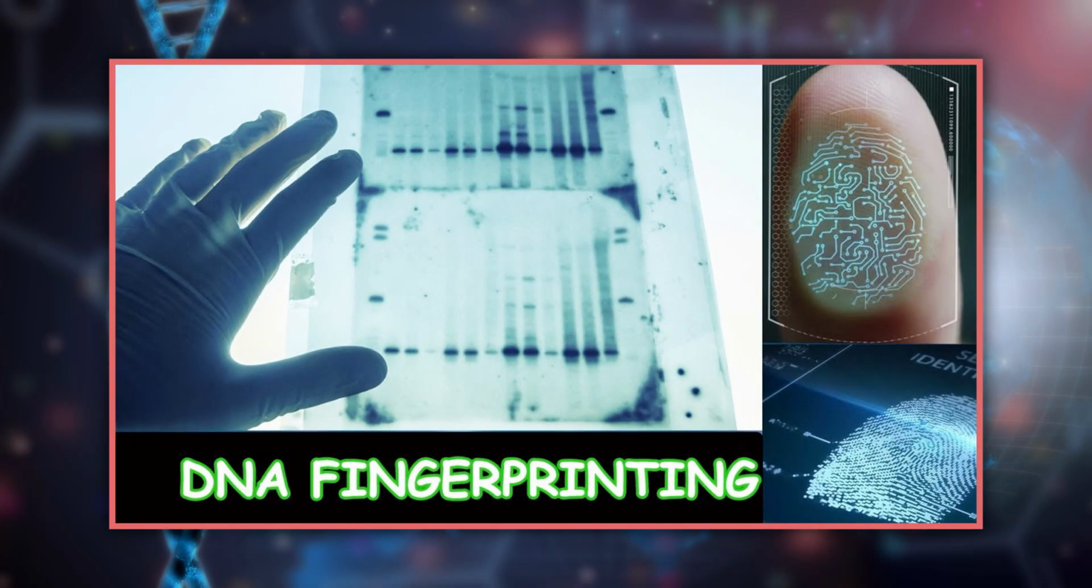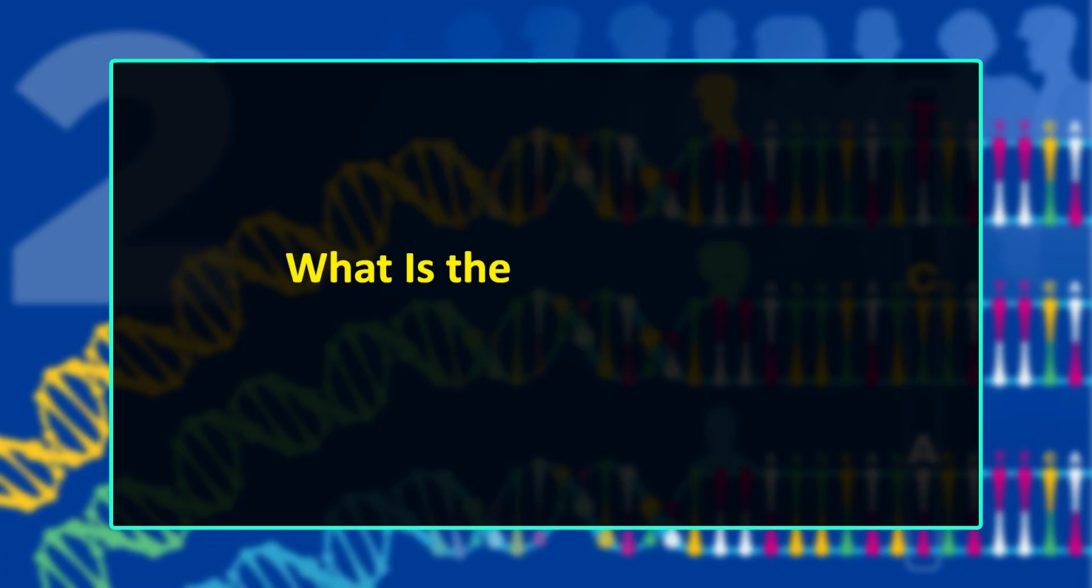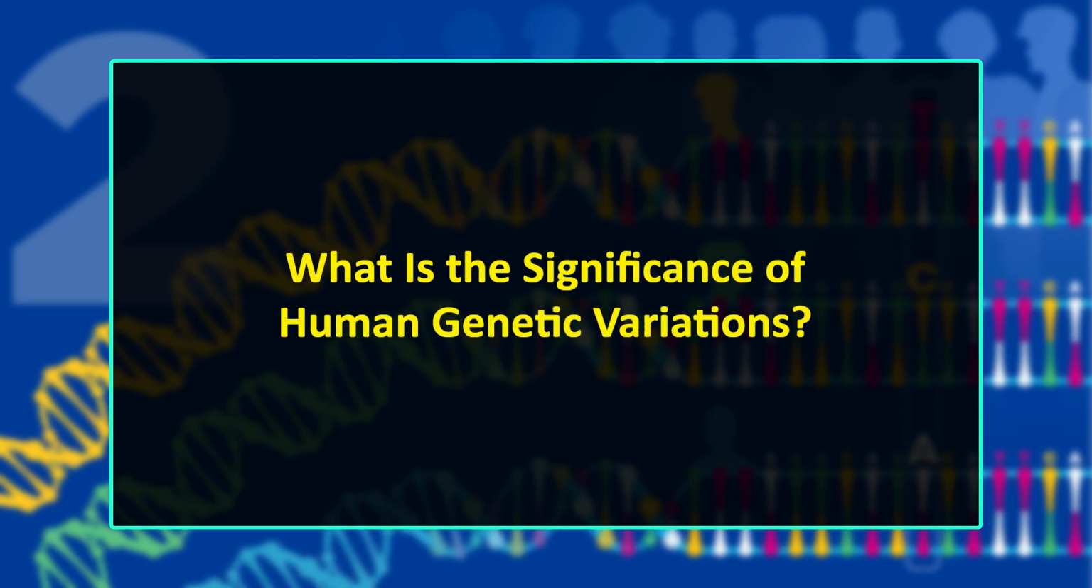Genetic profiling of biological material has become one of the most powerful tools for solving parental disputes and in criminal investigations. Traditional methods in DNA fingerprinting are now replaced by polymerase chain reaction or PCR-based technology, which detects very short polymorphic stretches of DNA. Dear students, now let us study what is the significance of human genetic variation.